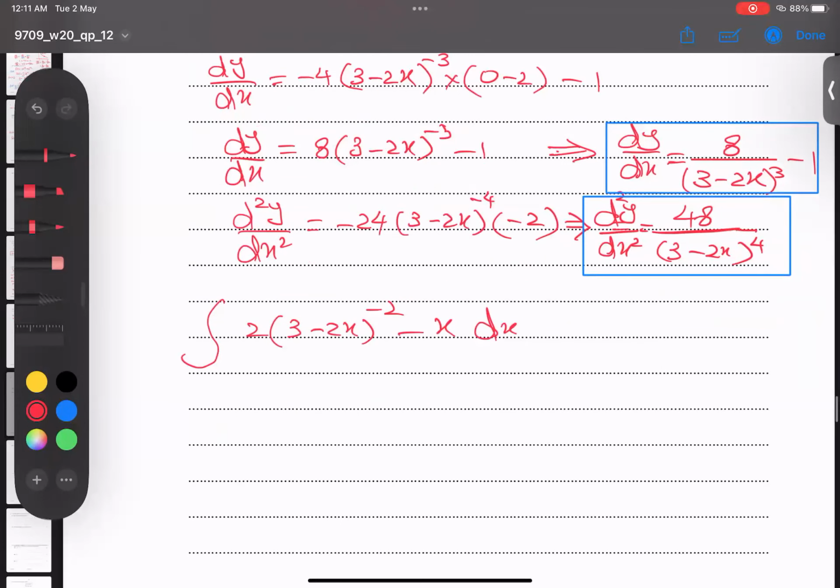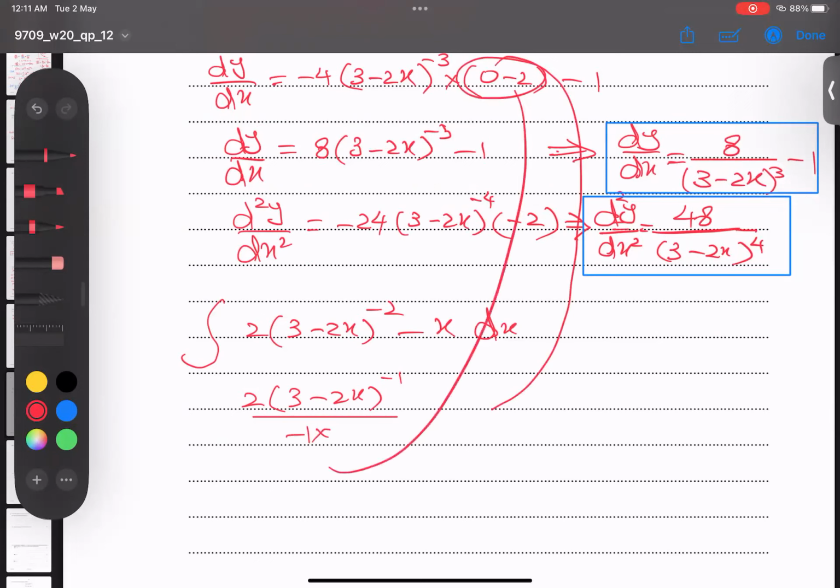What is the rule of integration? The coefficient stays as it is, and increase the power by 1. It means I write -1 and divide by the same -1. And here I multiply by the derivative of the base, and divide.